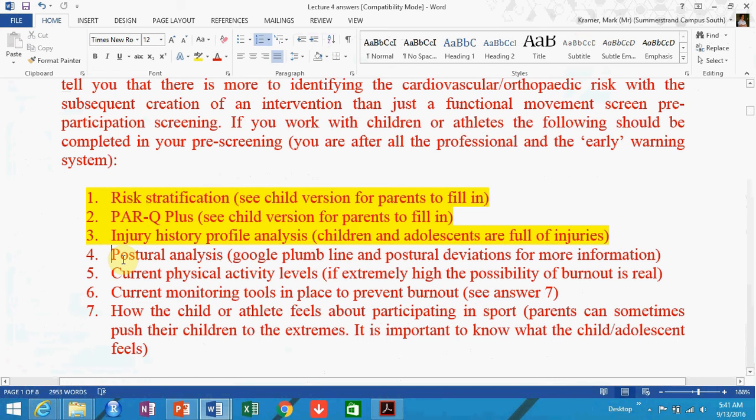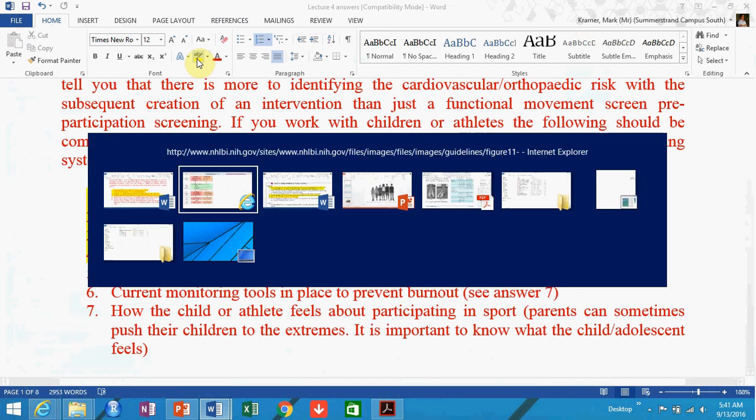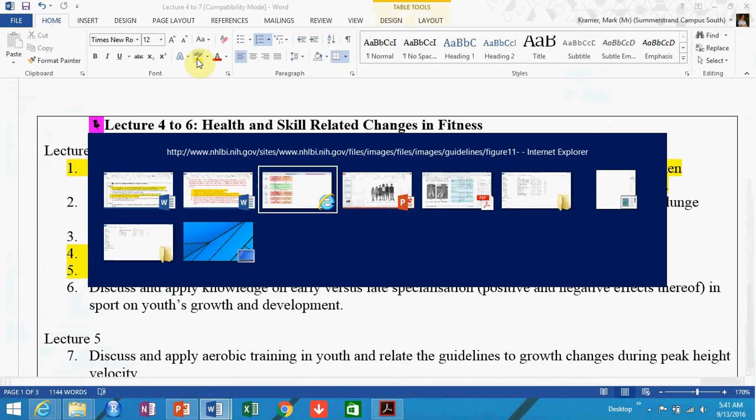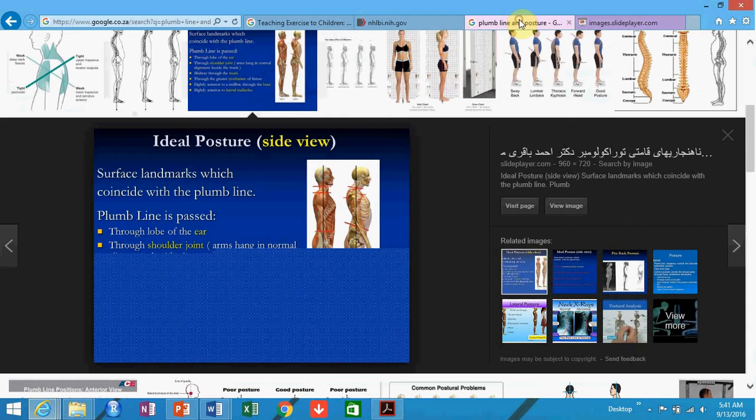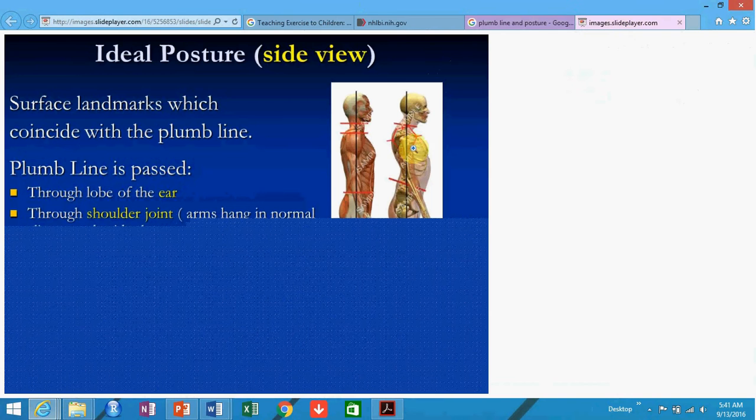Then we go to postural analysis. Again, you guys should have done a postural analysis by now. If not, let me quickly take you through it. For postural analysis, going through the plumb line, this picture is now not downloaded properly. Let's just check.